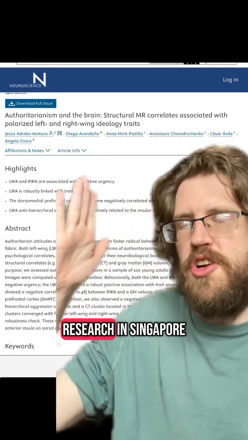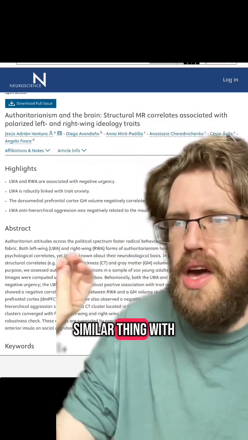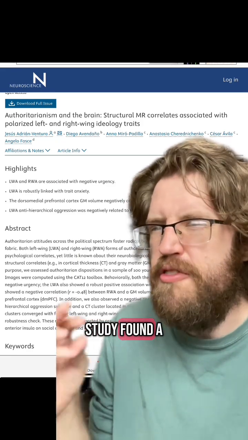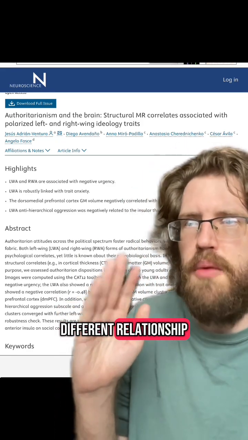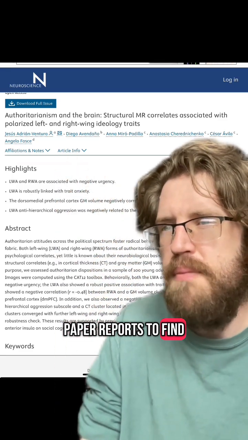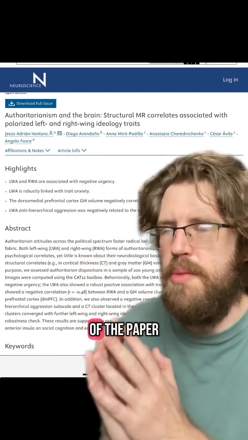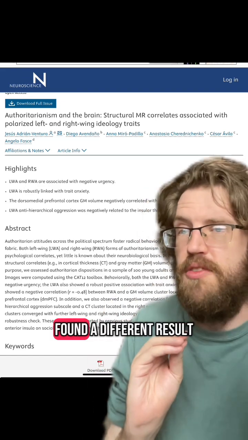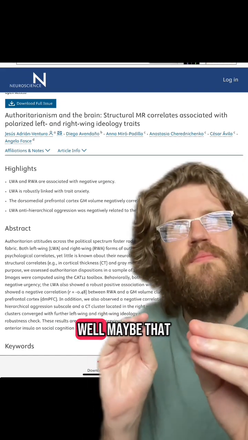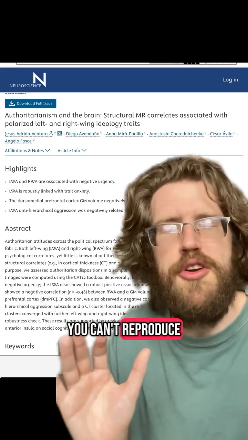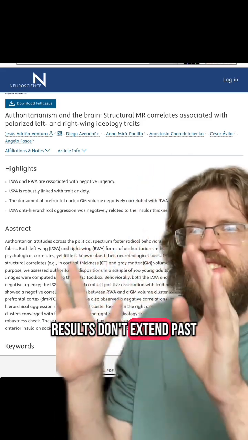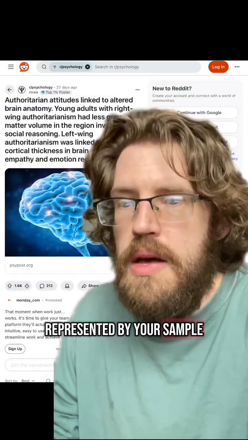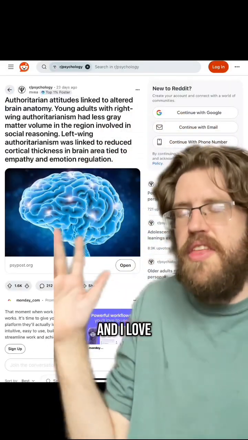I mentioned prior research in Singapore, which did a similar thing with just right-wing authoritarians. And the Singaporean study found a different relationship than what this paper purports to find. And so that makes me skeptical that the results of the paper are generalizable. If someone else has done a similar study and found a different result, well, maybe that kind of means you can't reproduce your results, or that your results don't extend past the set of people who are represented by your sample. I really enjoyed reading this paper, and I love that they shared their data.